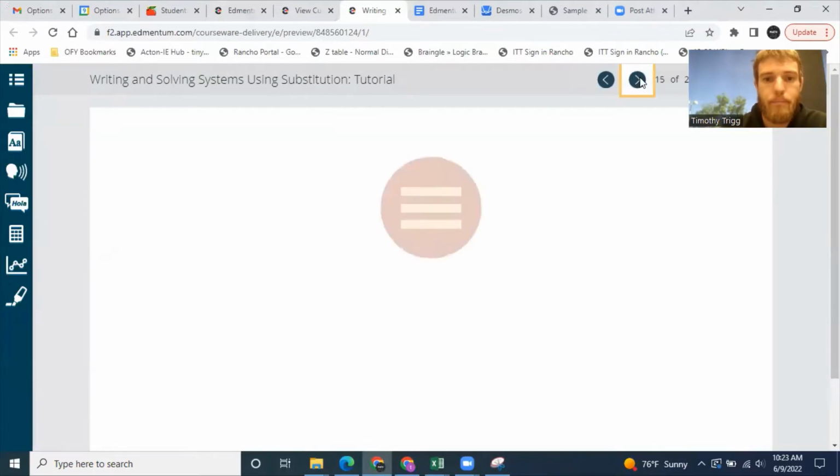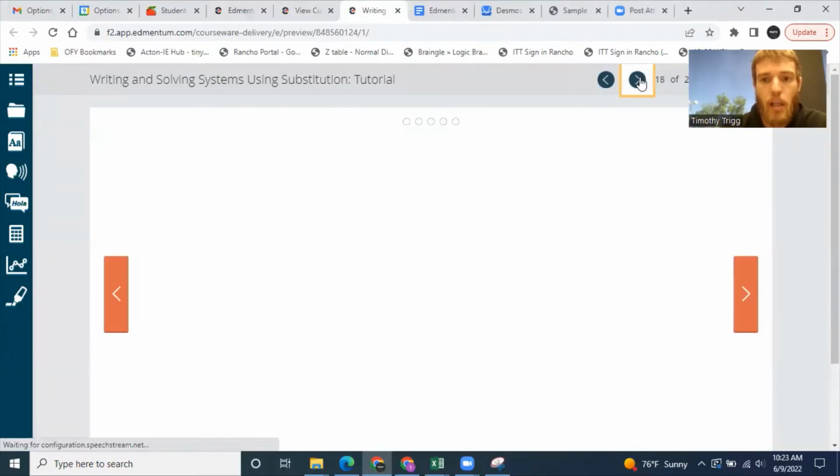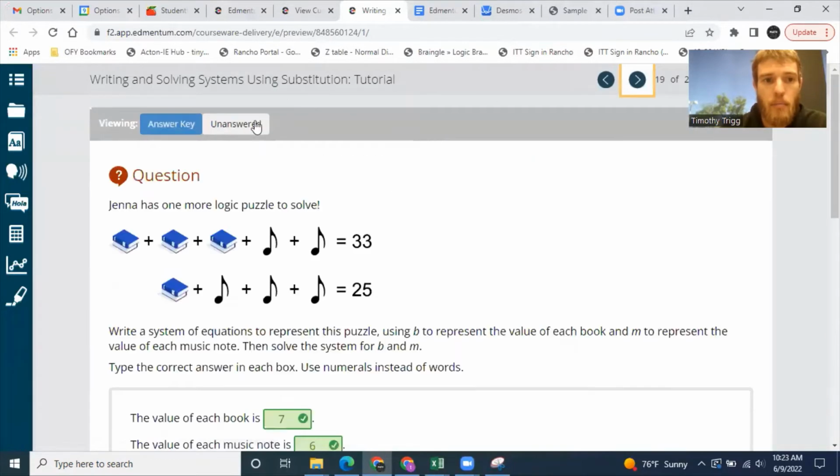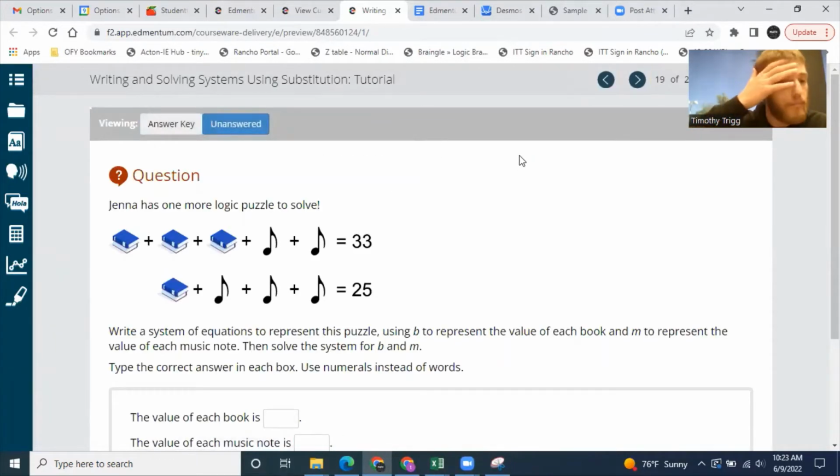Okay. We can move along all the way to page number 19. Now, here we have a more advanced puzzle. It's similar to the puzzle we had at the very beginning, but this time it's just piles of books and eighth notes. We don't have the volleyballs. So how do we solve something like this? Well, we can think of each pile of books as a variable, and we could think of the eighth notes as a separate variable.